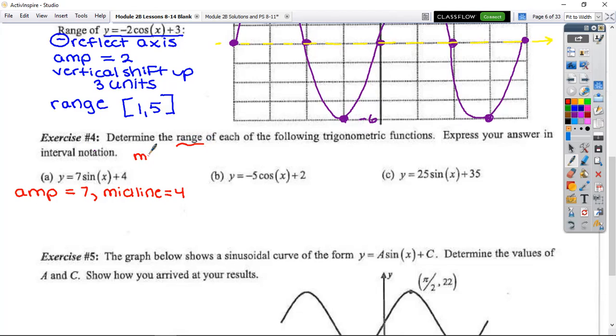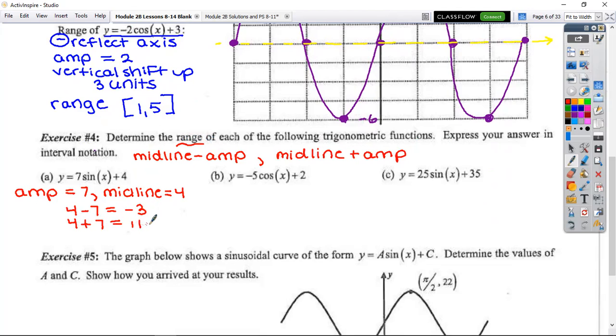So we are going to do midline minus amplitude, and we're going to do midline plus amplitude. And again, this is an alternative if you don't want to type it in the calculator. Sometimes it's just faster. So midline minus amplitude means I go down to -3, and midline plus amplitude means I go to 11. Therefore, my range is in between these. So my range is from -3 to 11.